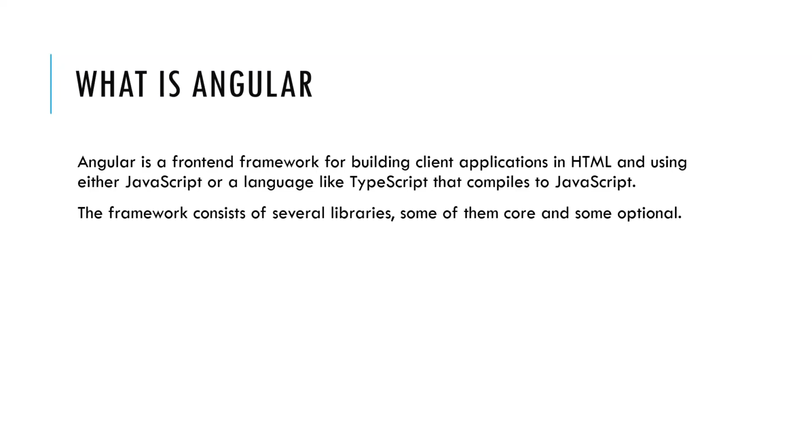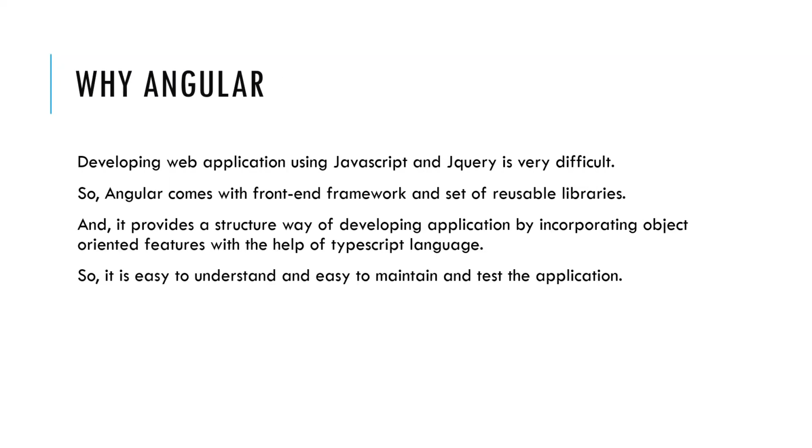The framework consists of several libraries. Some of them are core and some are optional. Why Angular? Developing web applications using JavaScript and jQuery is very difficult. So Angular comes with a front-end framework and a set of reusable libraries. And it provides a structured way of developing applications by incorporating object-oriented features with the help of the TypeScript language. So it is easy to understand and easy to maintain and test the application.